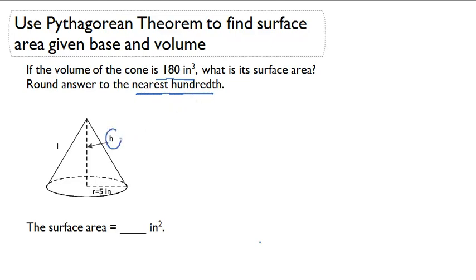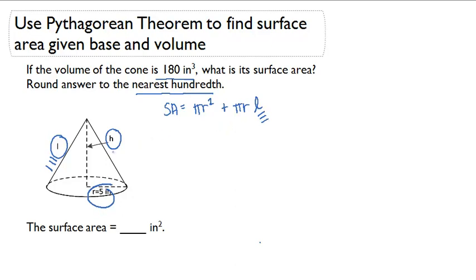Here we're missing the height and the slant height. And we're looking for surface area, so the slant height is going to be the one that's really important to us. And we know the radius. The radius is 5 inches. So let's write the surface area formula. Surface area equals pi r squared plus pi rl. And so right now we're missing the L. So the first thing we need to do is figure out the L.